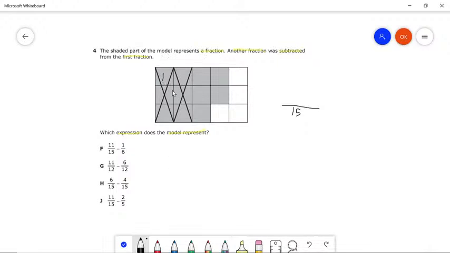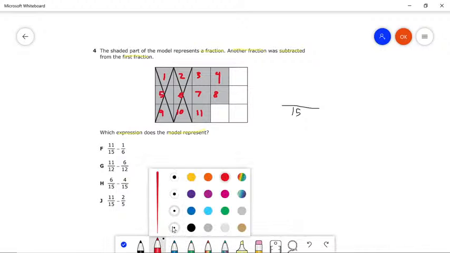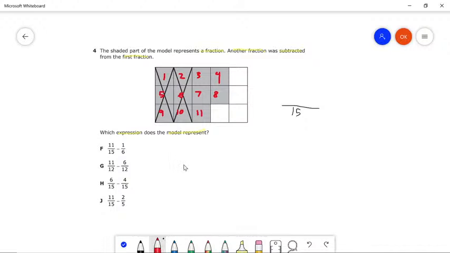So we see there's one. You know what? Let me do it with a different color. Let's make red. Yeah. So 1, 2, 3, 4, 5, 6, 7, 8, 9, 10, 11. So we see that there are 11 shaded parts out of 15. So we could use that number. So we see that that is our first fraction. So 11 is right here.